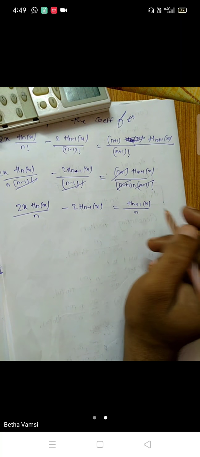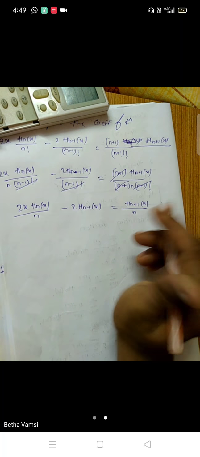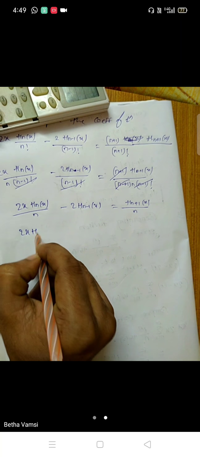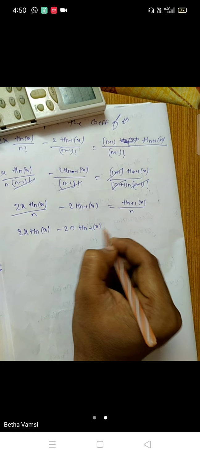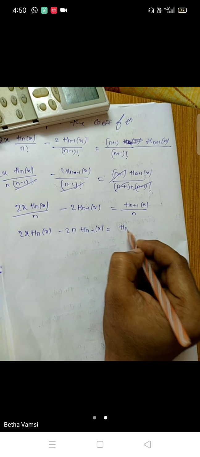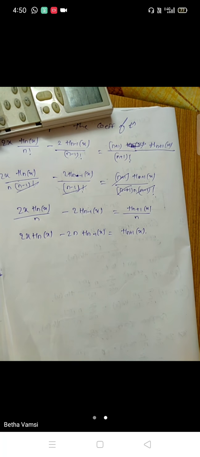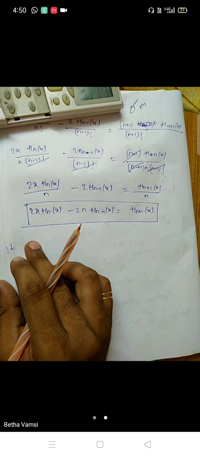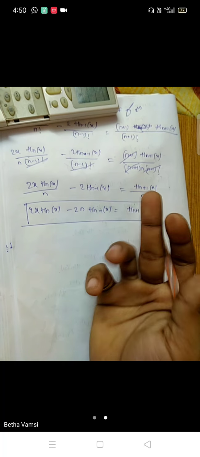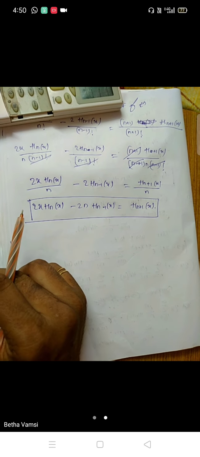So now if you rearrange this, you get 2x H_n of x minus 2n H_(n minus 1) of x, which is equal to H_(n plus 1) of x. Okay, this is the expression of the second recurrence relation of the Hermite polynomial. Okay, thank you. I hope you understand the Hermite polynomials.